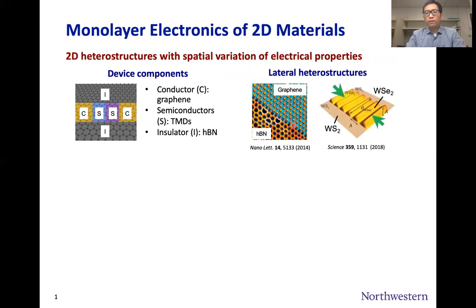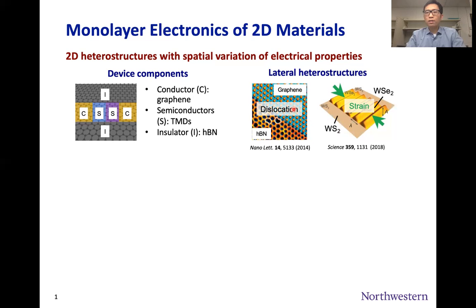So in order to achieve these small layer devices, people start to assemble different 2D materials side by side to form these lateral heterostructures. For example, we can use graphene as conductors, hexagonal boron nitride as insulators, and transition metal dichalcogenides as semiconductors. However, because of the different lattice constants of different 2D materials, when we form these lateral heterostructures, we can introduce dislocation defects at the boundaries, and we can also introduce strain in the boundaries.